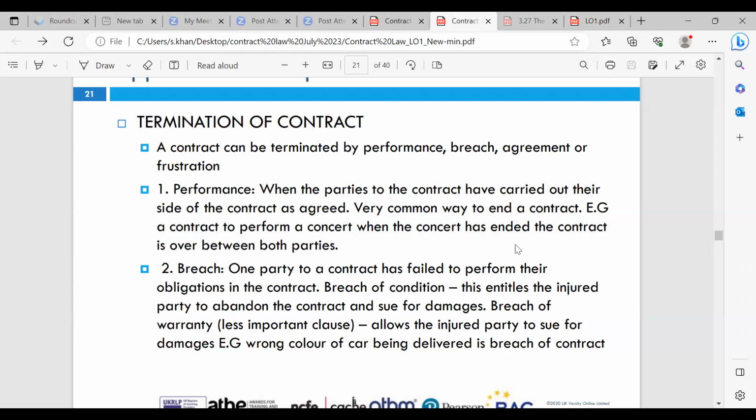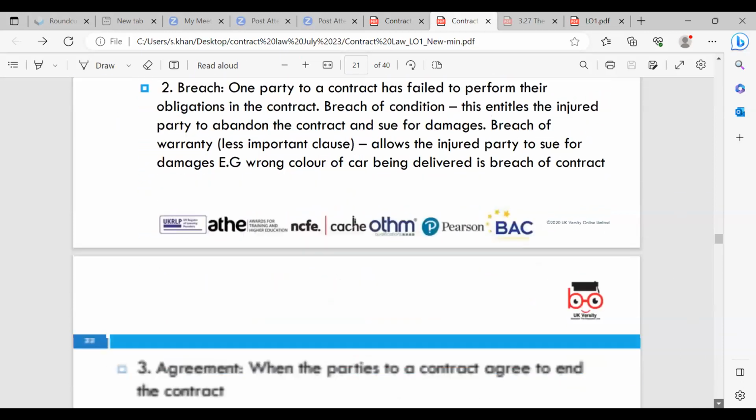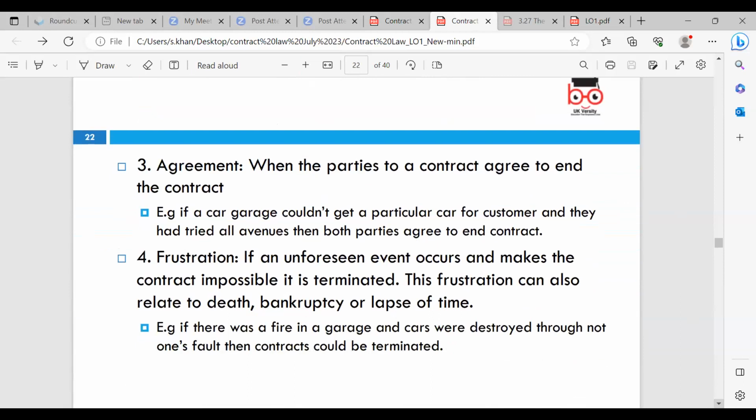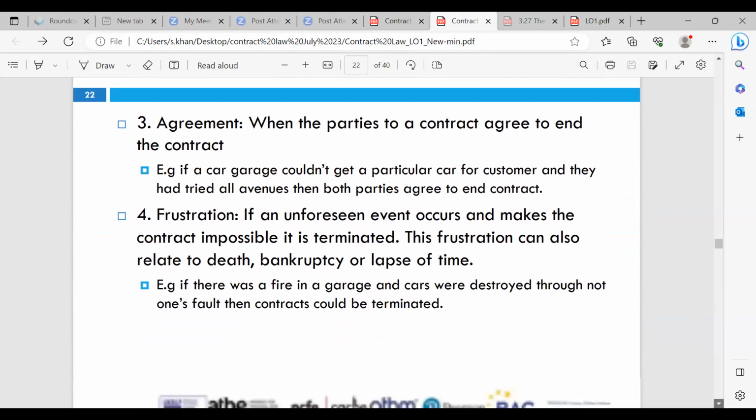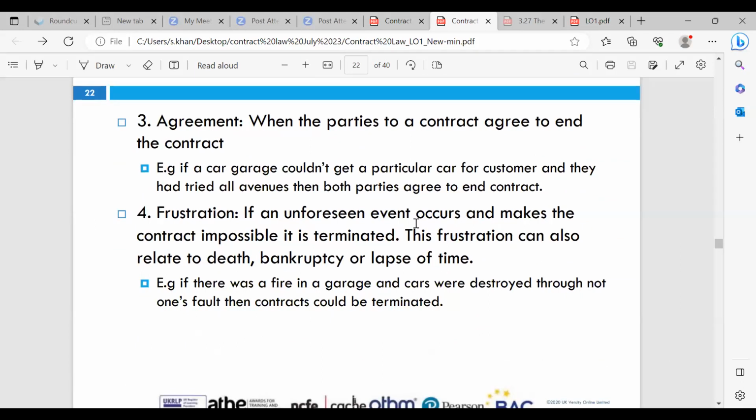Breach, number 2, is one party to the contract has failed to perform their obligations in the contract, so breach of a contract. This entitles the injured party to abandon the contract and sue for damages. Breach of warranty allows the injured party to sue for damages. For example, wrong colour of a car being delivered is a breach of contract. So if you've agreed a contract with Vauxhall or Golf to get a car that is red colour and you get a white car, then that is a breach of contract because they've breached the terms of the contract.